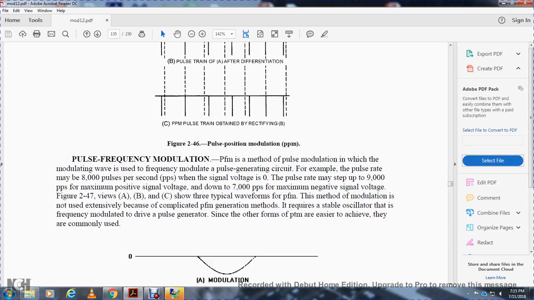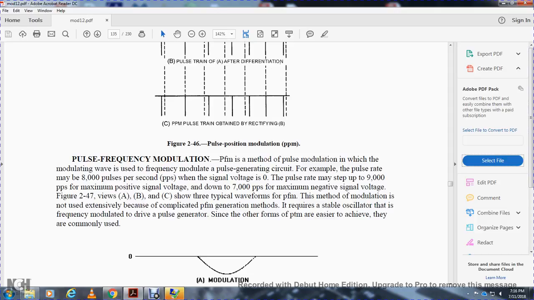Alright, pulse frequency modulation. Pulse frequency modulation is a method of pulse modulation in which the modulating wave frequency-modulates the generated pulses. For example, the pulse rate may be 8,000 pulses per second when the signal voltage is 0. The pulse rate may step up to 9,000 pulses per second for the maximum positive signal voltage, and down to 7,000 pulses per second for the maximum negative signal voltage. Views A, B, and C show typical waveforms of pulse frequency modulation.